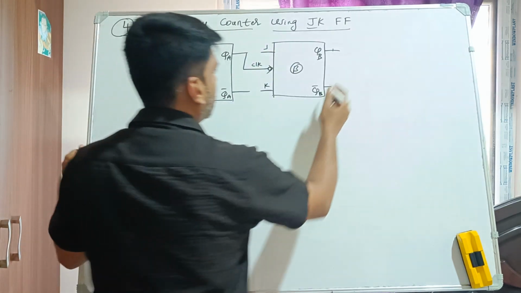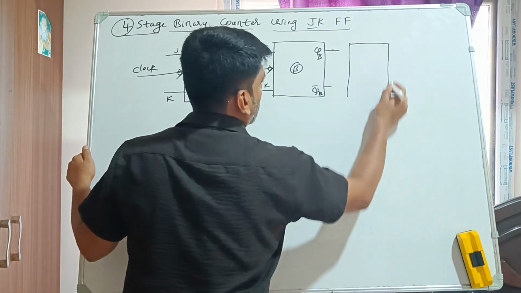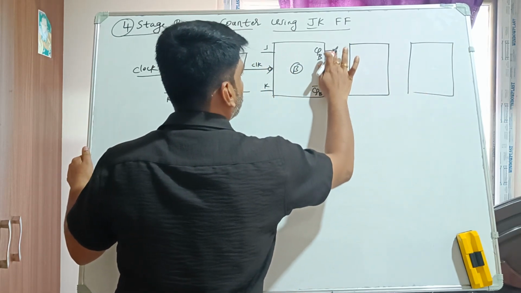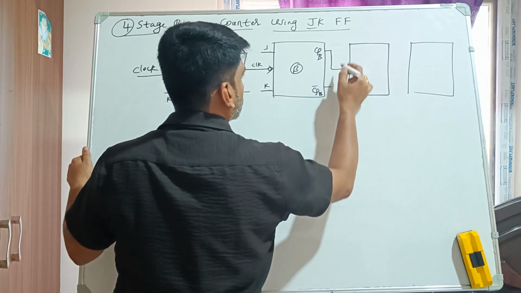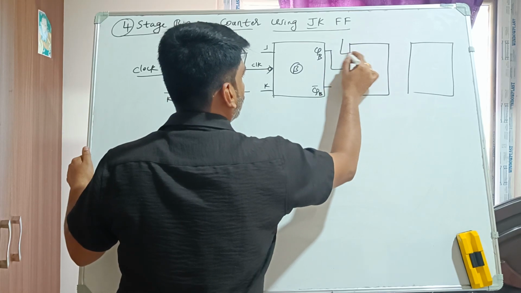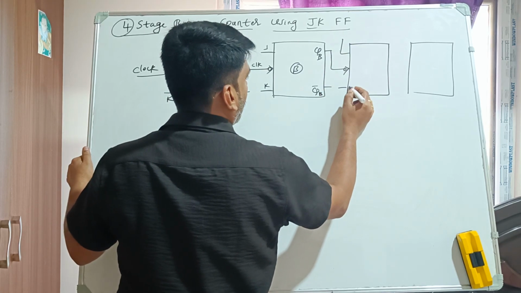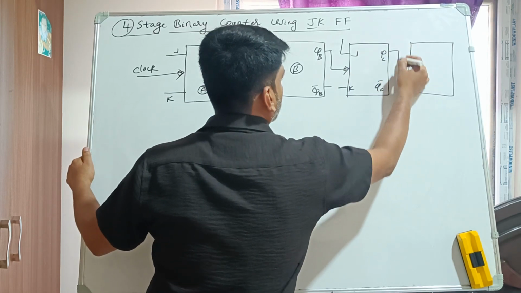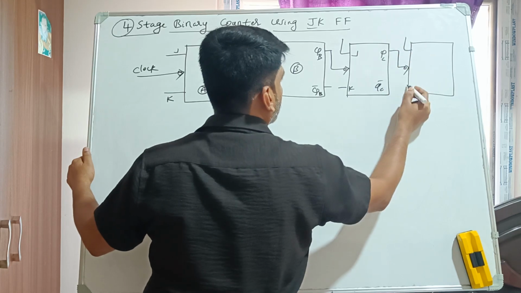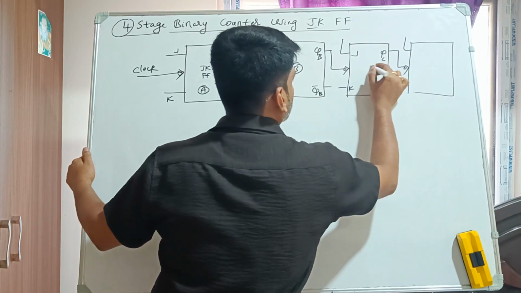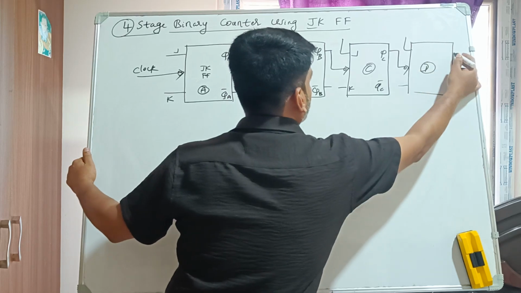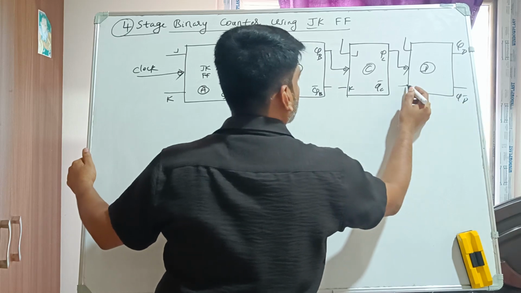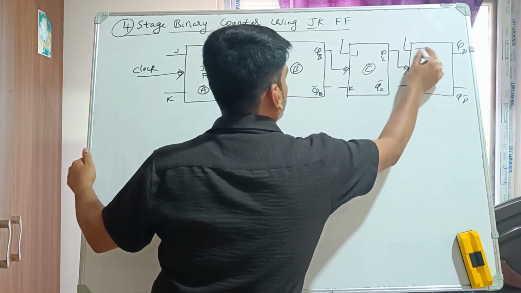So now after this we will consider the third one, and we will consider the fourth one, right? The third one is also the same. Consider like this, here we will have J and K. It is QC and QC bar. Similarly here, you will have J and K. So it is C and it is D, right? So here last is QD and QD bar, right? So here it is JK.